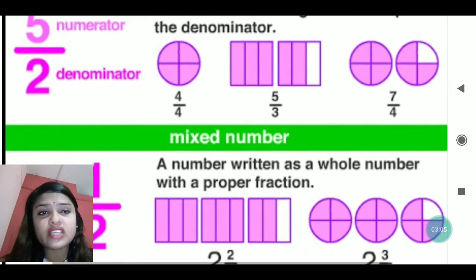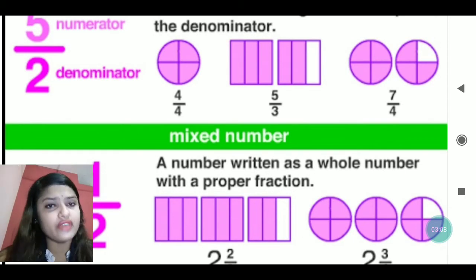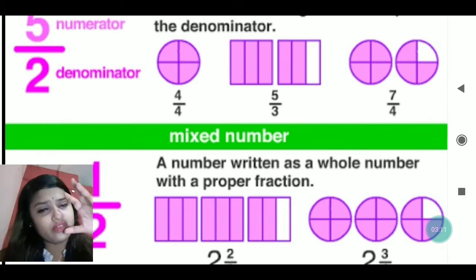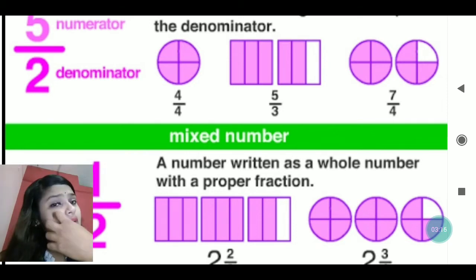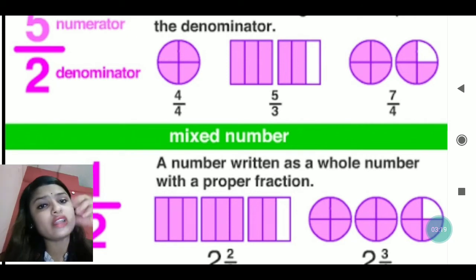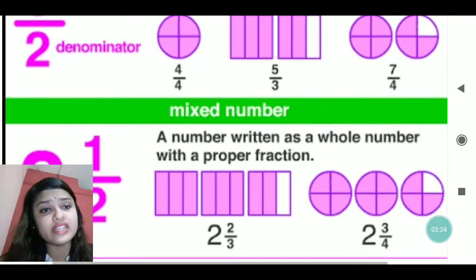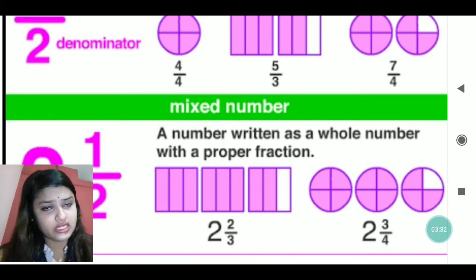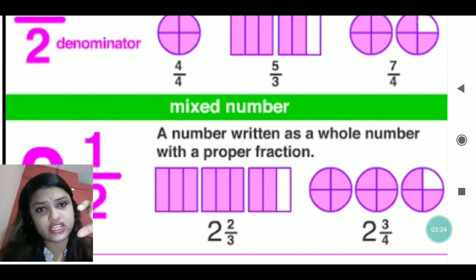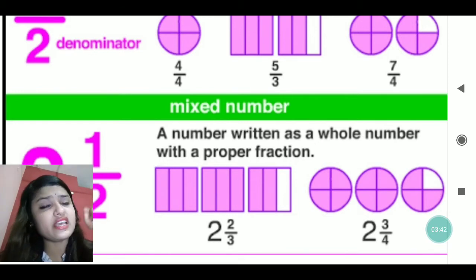What is a mixed fraction? Mixed fractions are those in which it is a combination of a natural number plus a proper fraction. A whole number with a proper fraction together is called a mixed fraction. What is an equivalent fraction? Fractions in which we get the common factor by cross multiplying them. We get the common factor, that is the equivalent. Then that fraction is considered as an equivalent fraction.